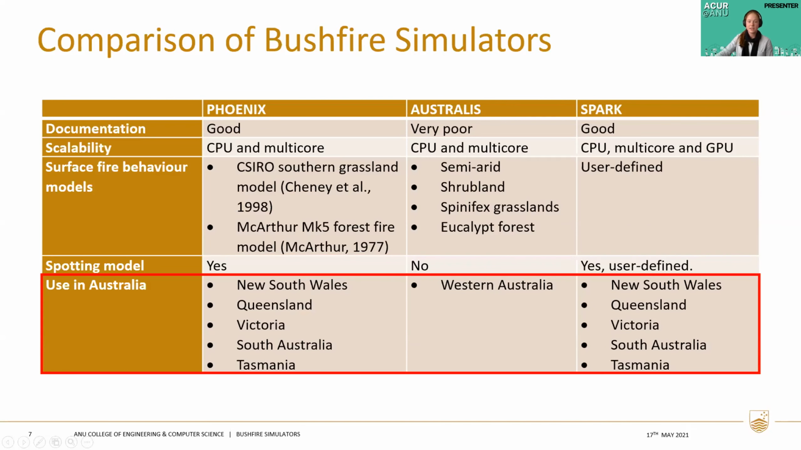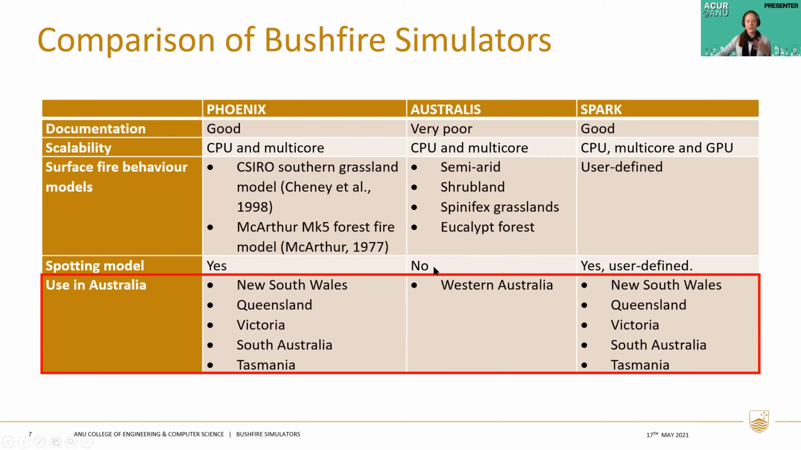In addition, another consideration was how widely used the simulators were. Phoenix and Spark are used in most states and territories in Australia, whereas Australis is only used in Western Australia. An advantage of choosing Phoenix or Spark is that it allows interstate cooperation. There will be more support and training available for end users, and also a lot more operational testing and validation on these simulators since they're widely used, and this could likely lead to further improvements. These were 3 of the main reasons that I eliminated Australis from consideration.